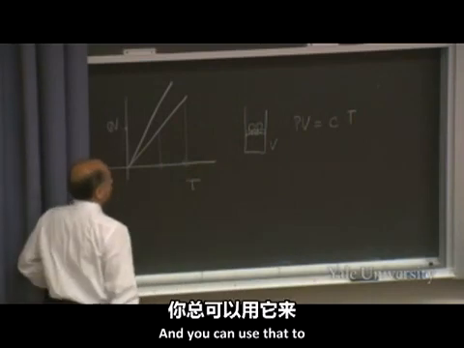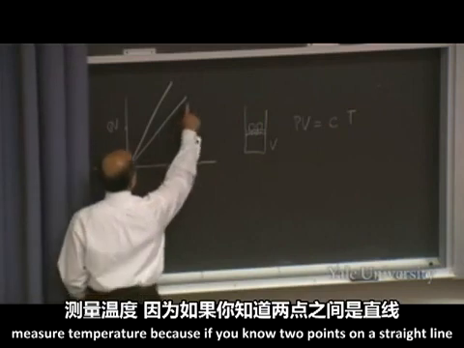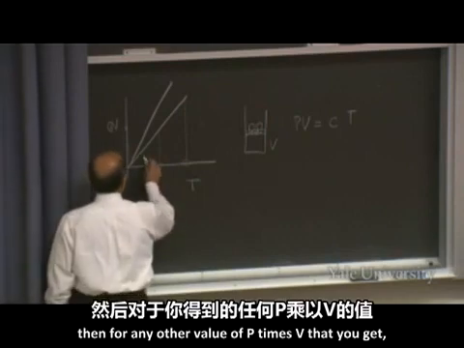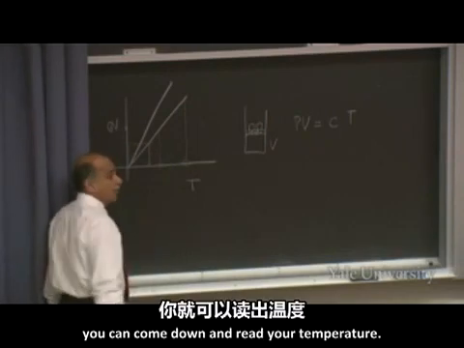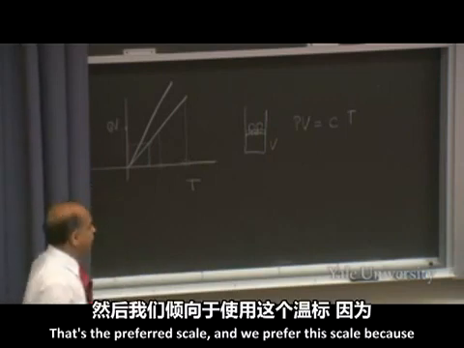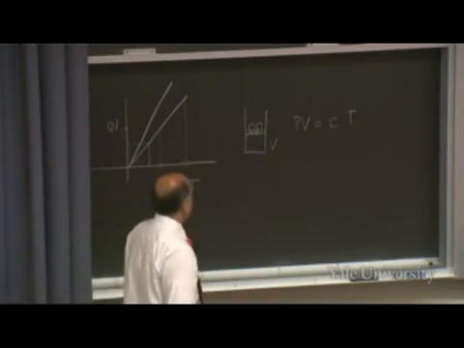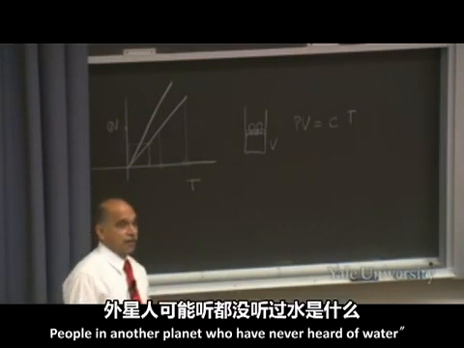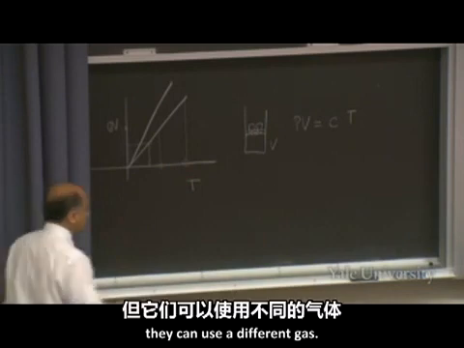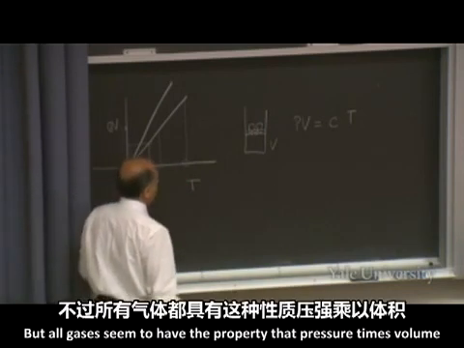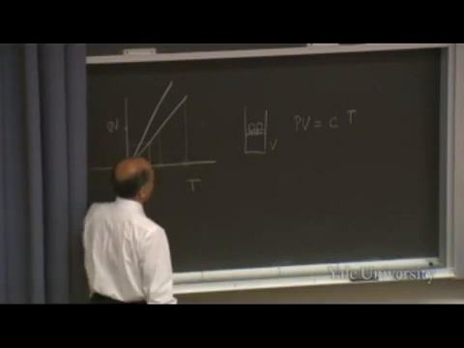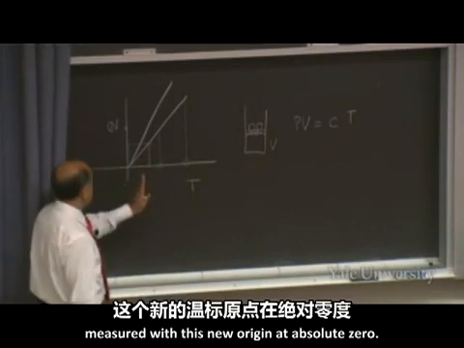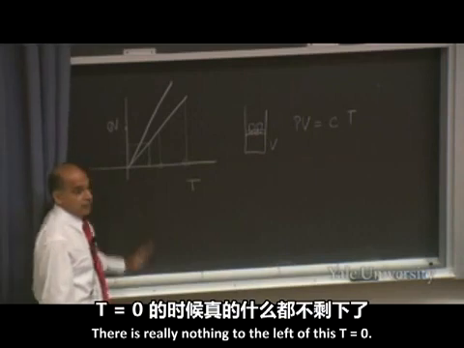And you can use that to measure temperature, because if you know 2 points on a straight line, then you can find the slope, and then you can calibrate a thermometer. Then for any other value of P times V that you get, you can come down and read your temperature. That's the preferred scale. And we prefer the scale because it doesn't seem to depend on the gas that you use. I can use one, you can use another one. People on another planet who never heard of water can use a different gas. But all gases seem to have the property that pressure times volume is linearly proportional to this new temperature scale, measured with this new origin at absolute zero. There is really nothing to the left of this T equal to 0.